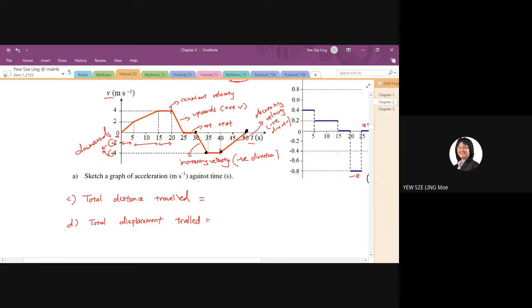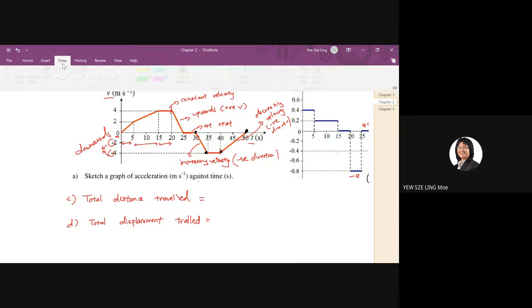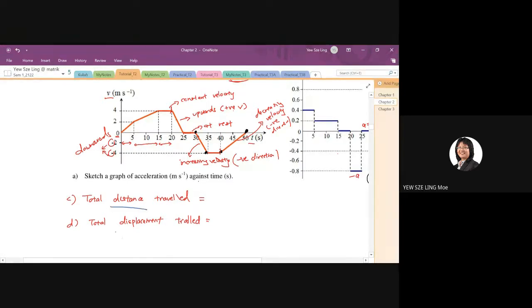Now, this is the motion of a lift. And then what is the definition of distance? What is the definition of displacement? Think about it. All right, 3 minutes for you to answer this question.